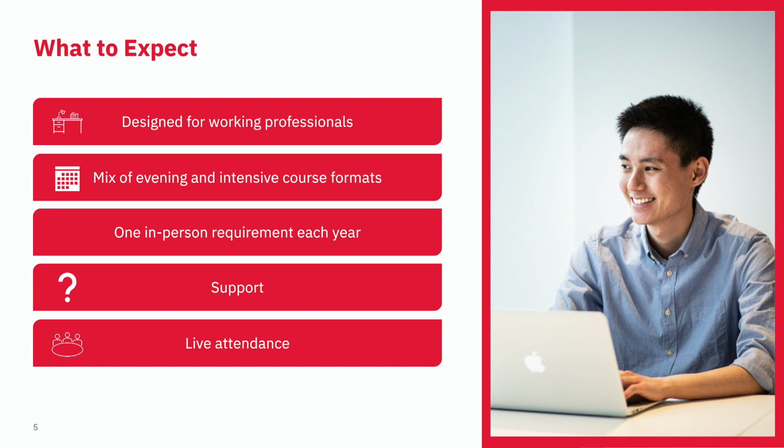This is a part-time program designed for working professionals, and one of the principles of that design is minimizing the amount of time that you'll be away from work. To that end, we typically schedule courses as either evening or intensive classes. Evening classes typically run from 6 p.m. to 9 p.m. or 7 p.m. to 10 p.m. and have weekly meetings over the course of 6 or 12 weeks.